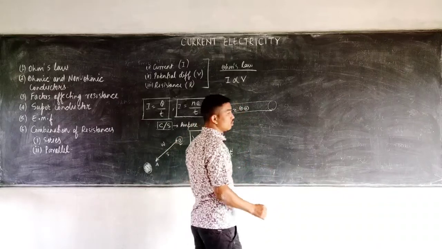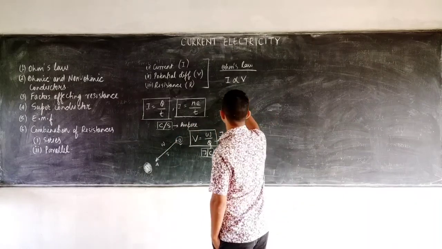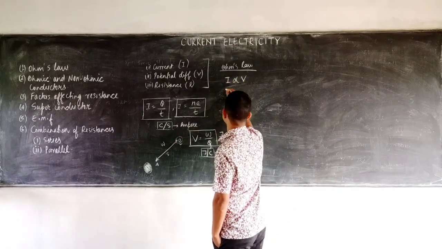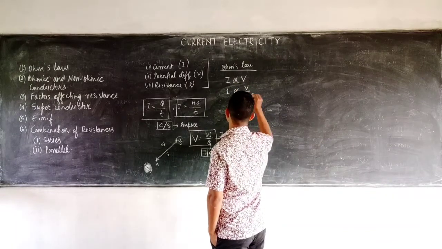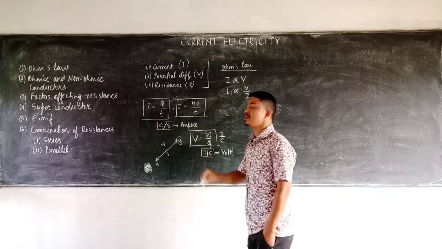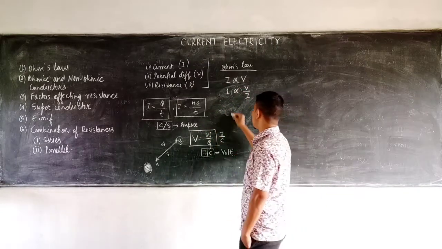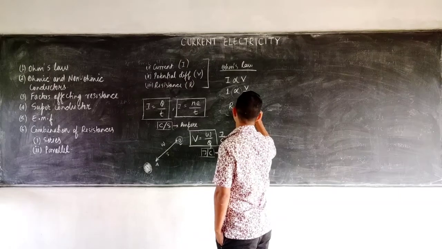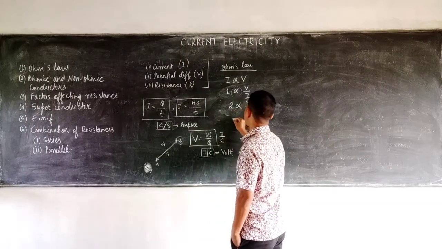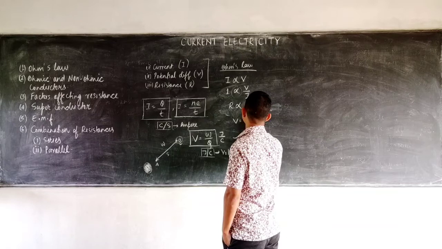Okay, so that is Ohm's law. Now what do I do? I take I to the denominator. So I is directly proportional to V divided by I. Now to remove this proportionality sign, I introduce one constant R. So R is directly proportional to V by I. Now if I cross multiply this expression, I will get V equals I into R.